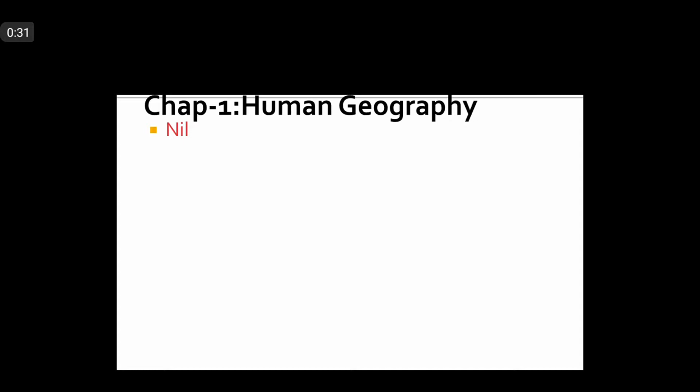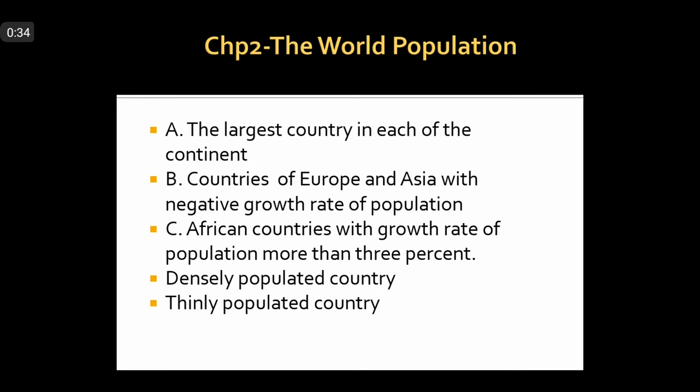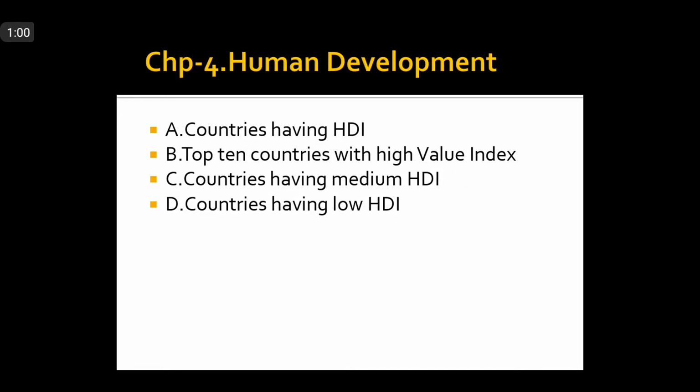The second chapter is the World Population, in which a number of questions can be asked. For example, the largest country in each continent, countries of Europe and Asia with a negative growth rate of population, African countries with a growth rate of population of more than 3%, densely populated countries, and thinly populated countries. So you need to practice all these for exams.